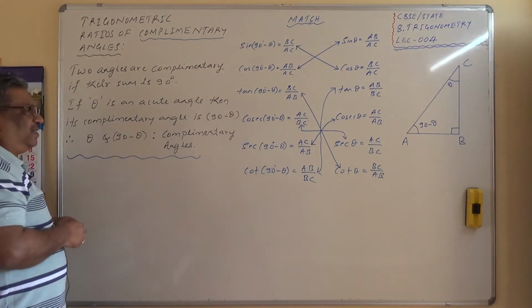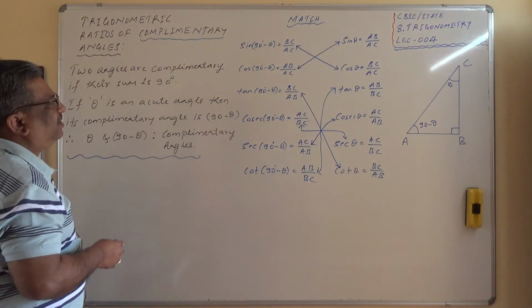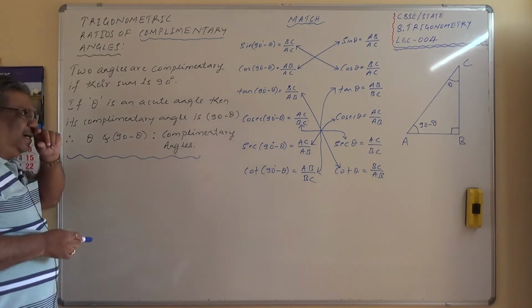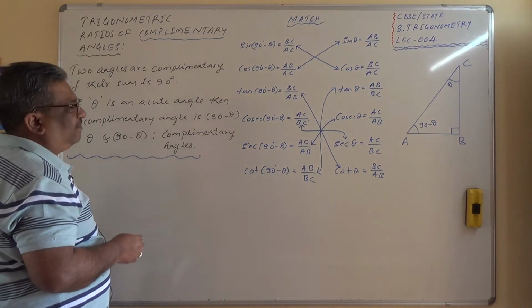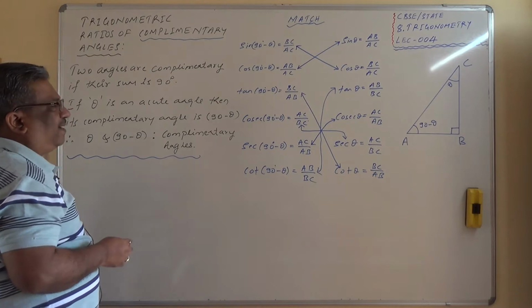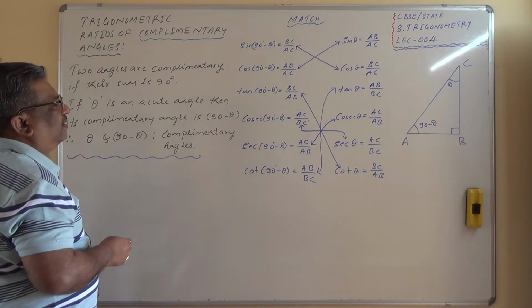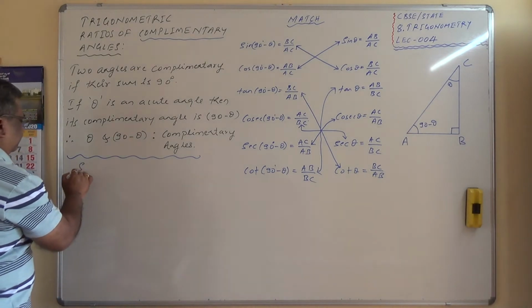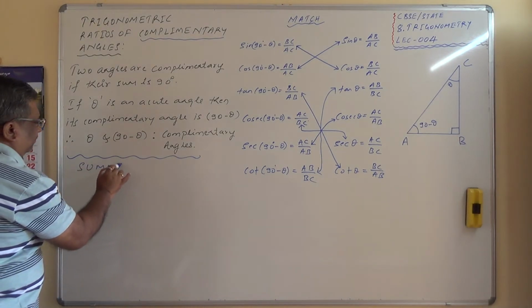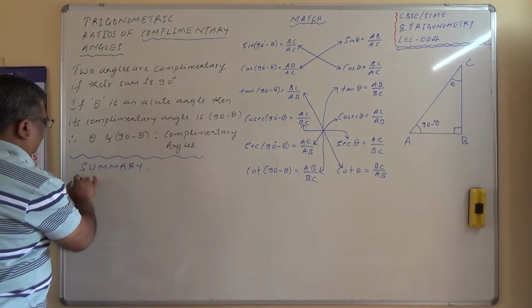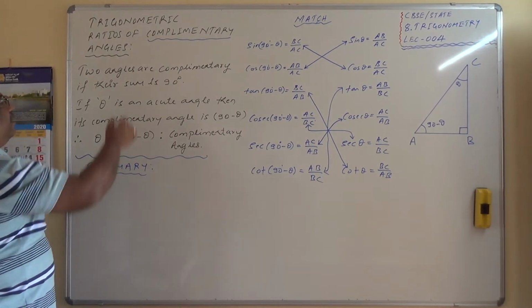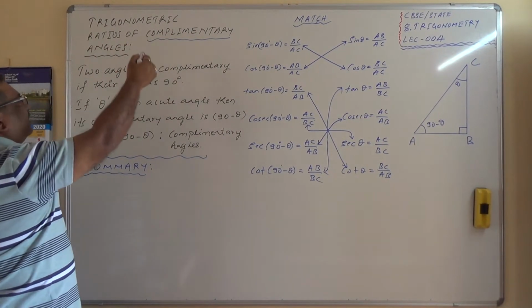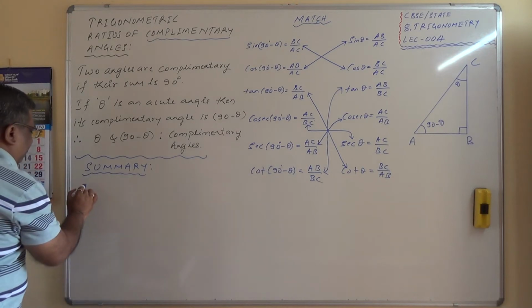Anyway, in PUC first year, function co-function, how the function changes to co-function based on the coordinates and all, based on the values of the angle in the quadrants. Okay, let's summarize this very quickly. So I'll summarize here. Summary of complementary angles, that is trigonometric ratios of complementary angles.